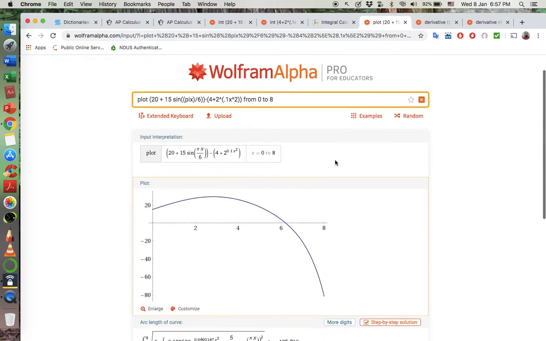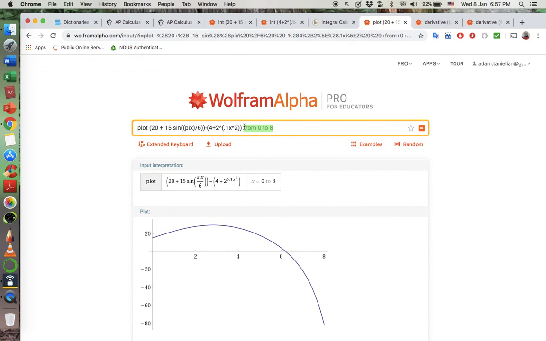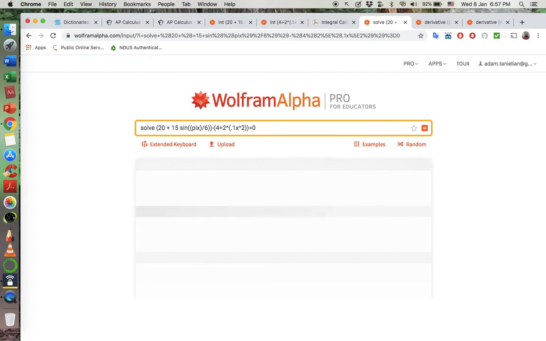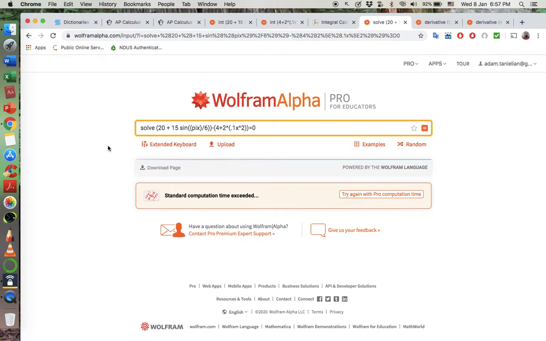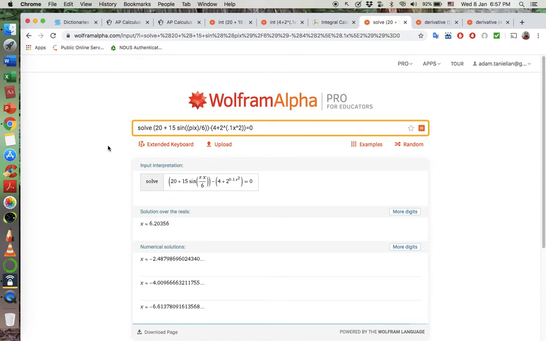So if we wanted to calculate that number, we could say solve this for equals 0. And you can see even the technology takes quite a little bit of time, not nearly as long as it would for us to do this by hand. 6.2, right? So 6.2 hours after midnight.